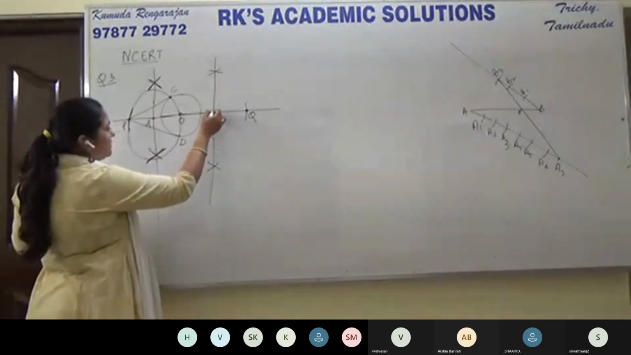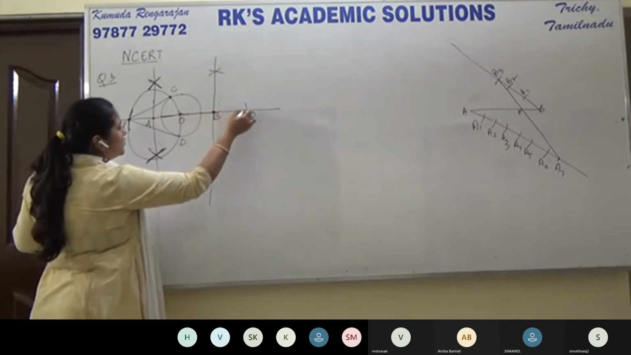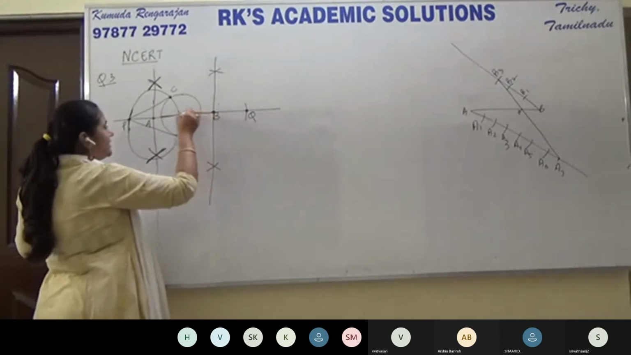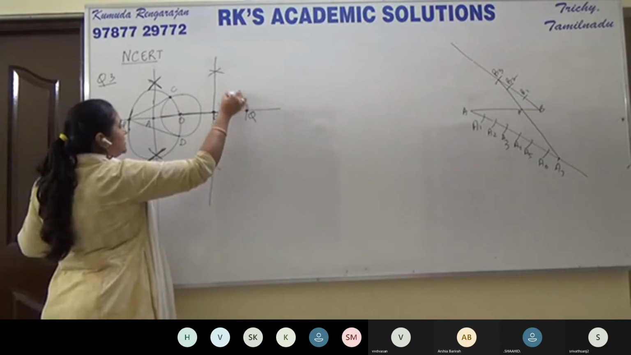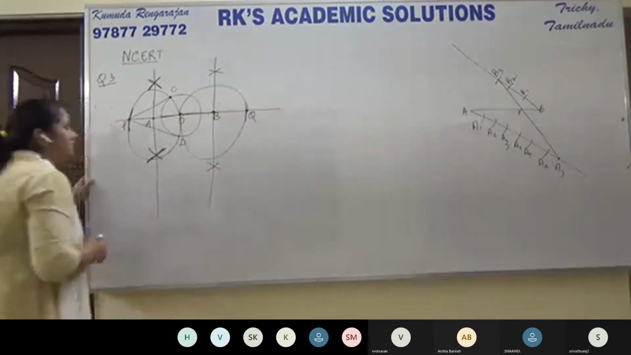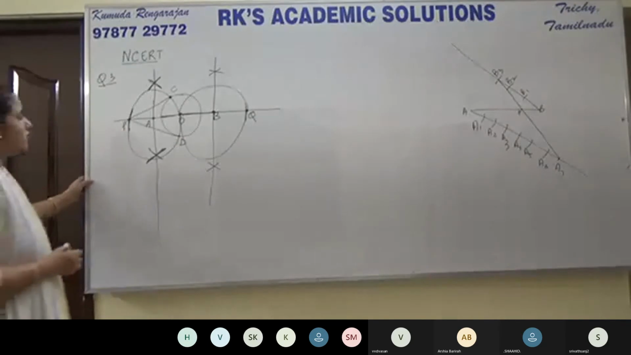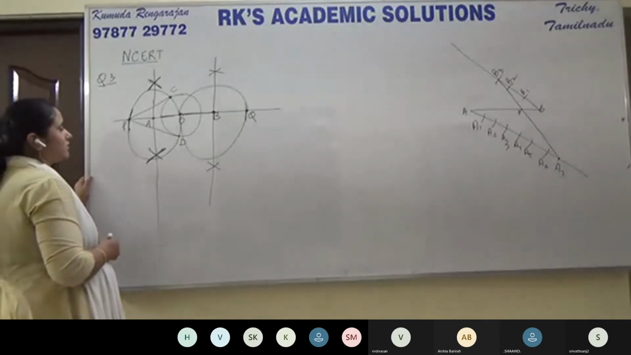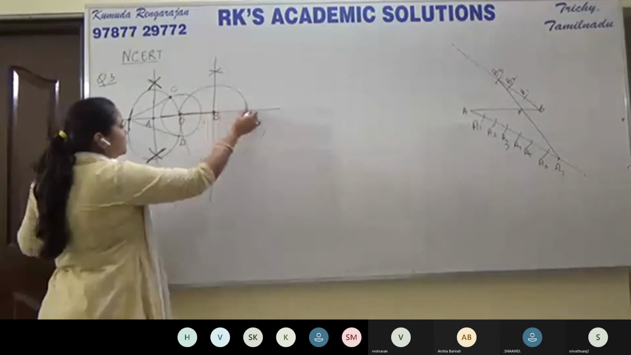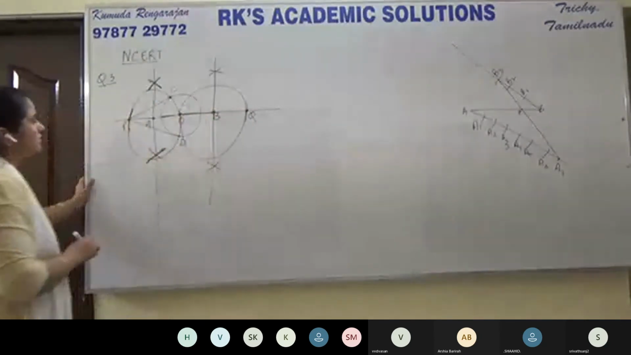Now with B as center and BO or BQ as radius, draw a circle. That circle will pass through O and Q.